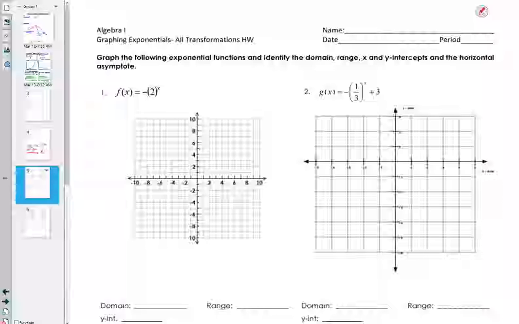Okay, now we're back to graphing. Graph all of these functions and identify the domain, the range, the x-intercept, the y-intercept, and the horizontal asymptote. I'm going to graph it, and we can do the domain, range, and x and y-intercepts verbally. First thing, let's identify the parent function. What is the parent function for the first graph? When I say parent function, I mean what is just the base with the exponent?